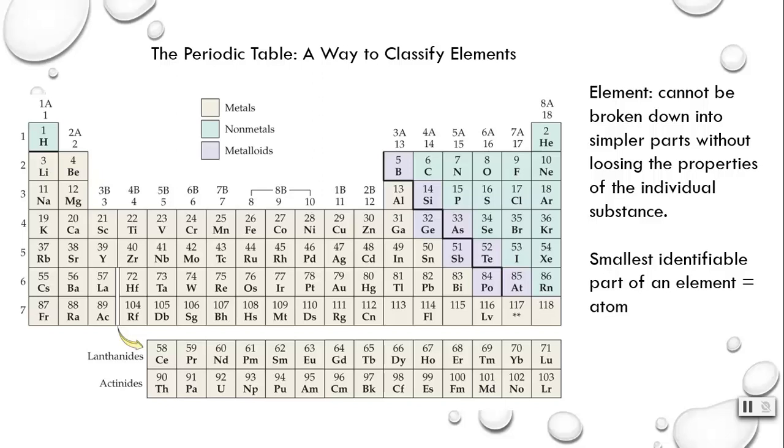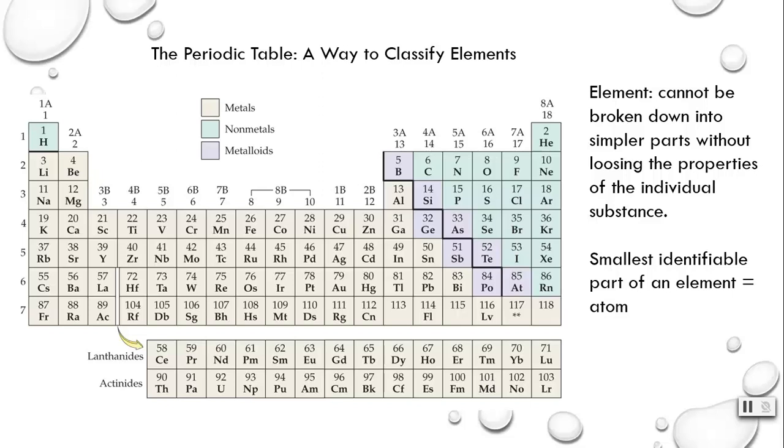What you need to know now for this chapter and for the quiz on it is that elements are what are on the periodic table. So each little square, each little box is the home for an element. And an element is something that cannot be broken down into simpler parts without losing the properties of that substance.